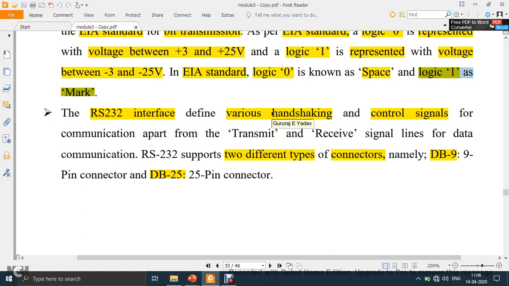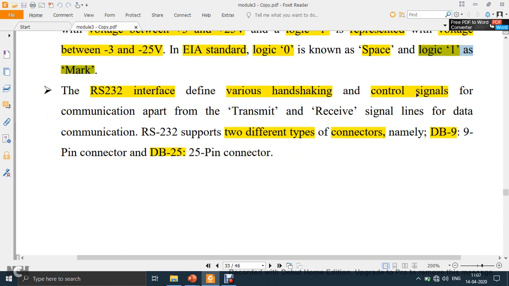So whenever you want to communicate, you must be sure that the channel is established properly. For channel establishment, handshaking is required. Along with that, there are certain control signals. What are the control signals? The control signals might be a start bit or a stop bit, which indicate the start or stop of a communication.